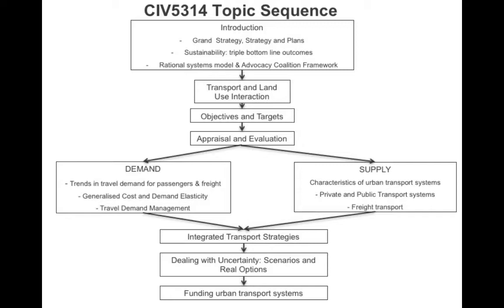We then consider two parallel concepts, I suppose, demand and supply, and we bring those together in a topic about integrated transport strategies. The final 2 weeks of the semester deal with some more challenging topics around how we might accommodate uncertainty in transport planning, and that's the role of scenarios and real options analysis. And finally, we look at the real challenge: how do we fund urban transport systems?